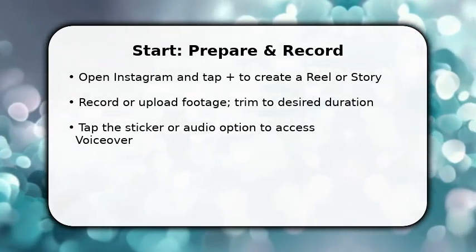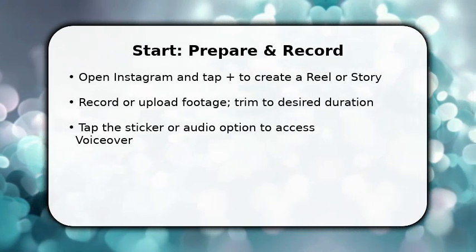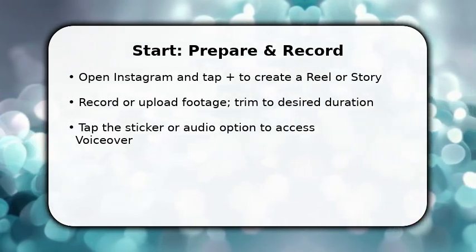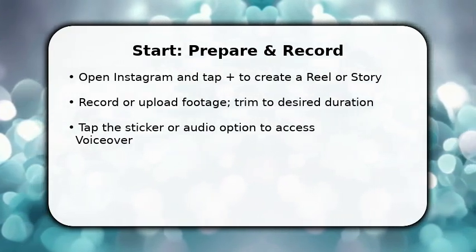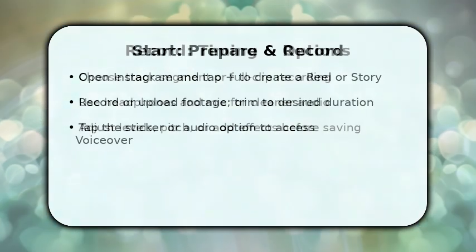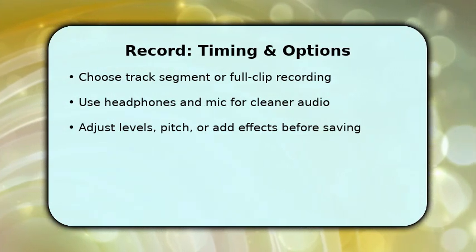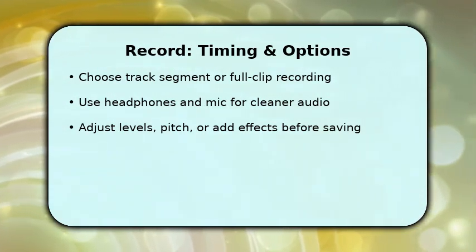the microphone tool. You're setting up the recording layer now so you can record directly on the timeline, which keeps lip sync and pacing accurate. Now record your voiceover over the selected segment. Choose whether to record on the whole clip or just a segment by moving the playhead and selecting the region.